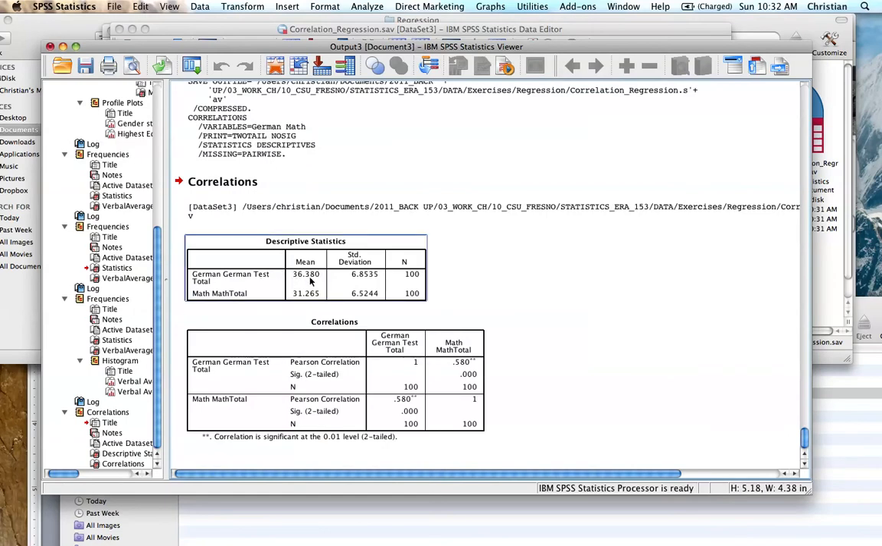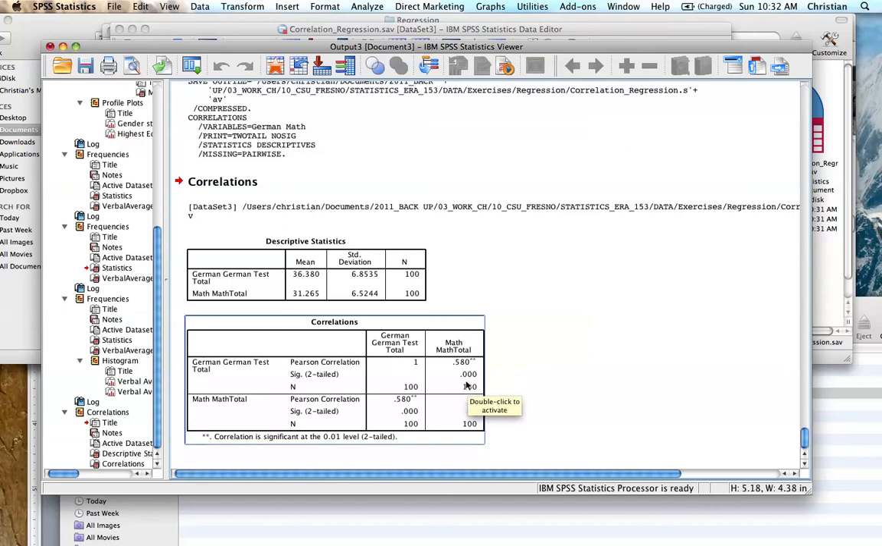German test average 36, standard deviation 6.85, 100 people. Also for math, we have 100 people, 31 mean, 6.5 standard deviation. And now, if you look at the correlation down here, for the German test, the first number is the correlation with itself, which is 1, right? It's logical, it's always the same thing. And then the correlation with the math is 0.580. And we see here the significance level, the two-tailed is right below, and the n, the sample size that this correlation coefficient is based on.